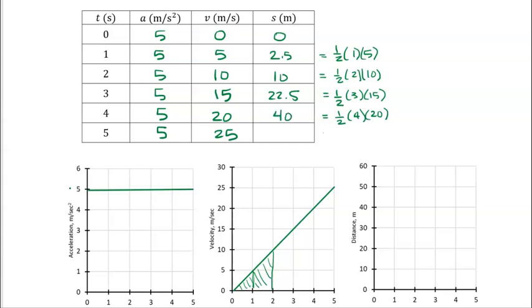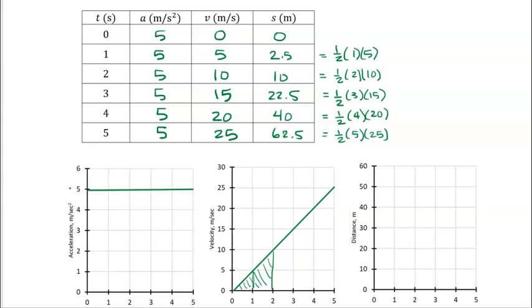And then finally after 5 seconds, 1/2, the base is 5. This is just the same as what we had before. The height is 25, and so we're at 62.5. Okay, so notice that the distance is not increasing linearly, is it? So let's graph this distance.